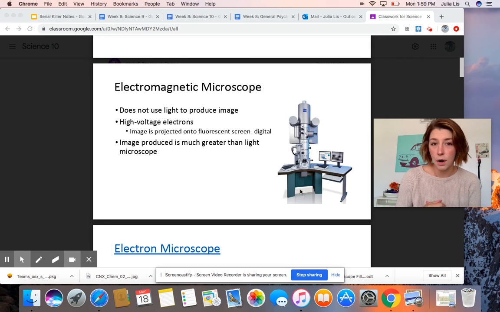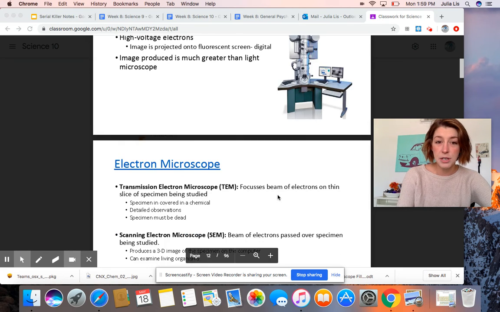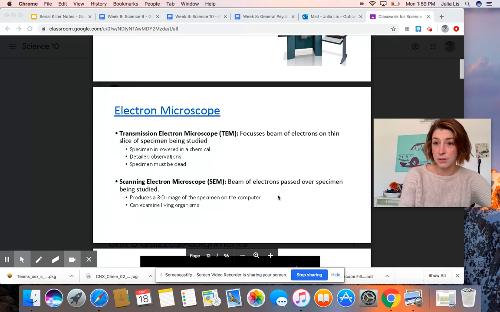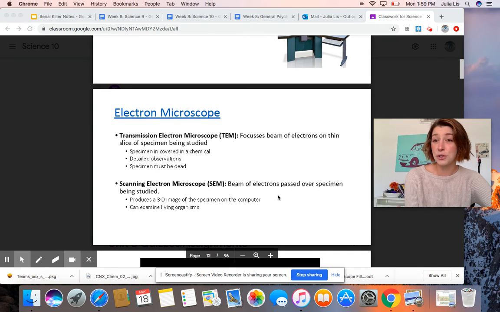So it's very large. What it does is you'll have your specimen or your sample, and it'll produce an electronic image onto your computer by using high voltage electrons. It beams down these electrons and then creates an image from the fluorescent colors that are produced. The images that an electron microscope produces are almost futuristic, kind of sci-fi and freaky.